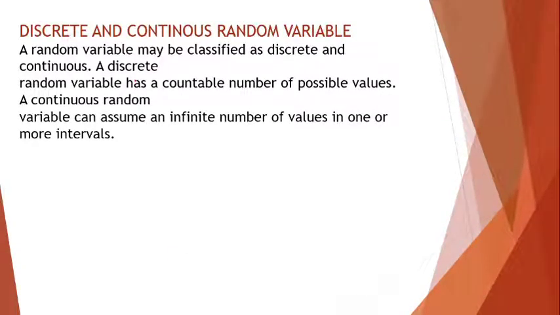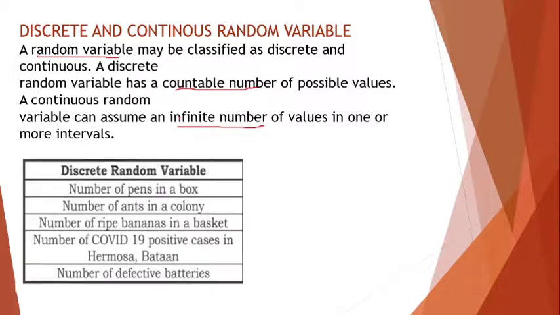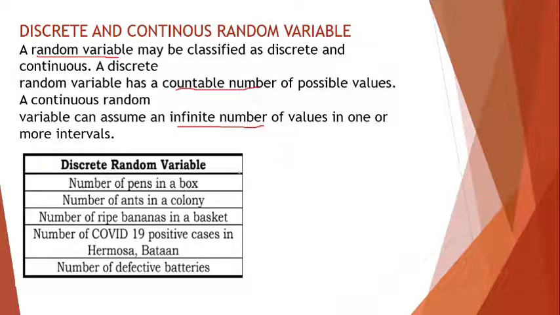Let us first proceed to discrete and continuous random variables. A random variable may be classified as discrete or continuous. A discrete variable has a countable number of possible values, while a continuous random variable can assume an infinite number of values in one or more intervals. Maybe it is assumed this is not countable. It's like the suitors of your crush, you can't count how many there are.